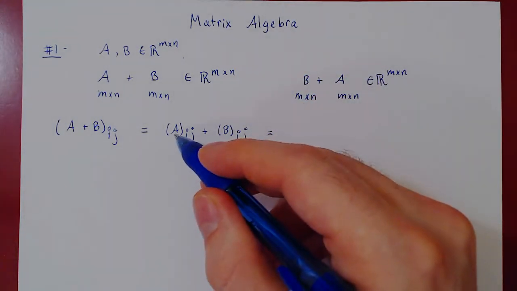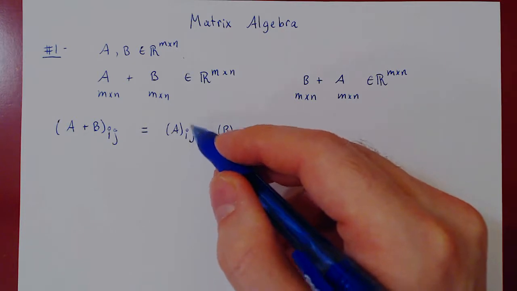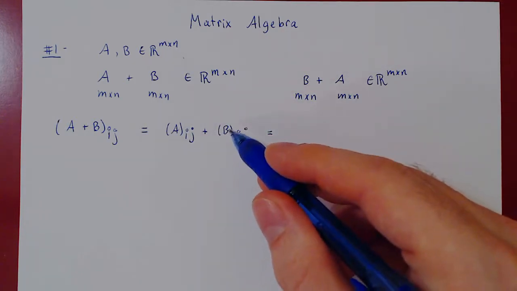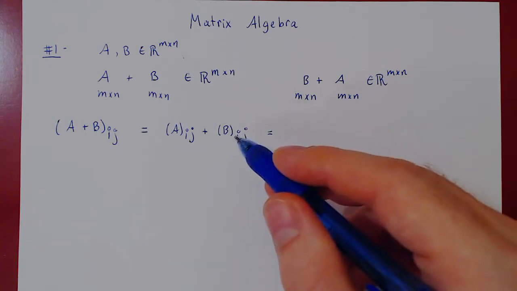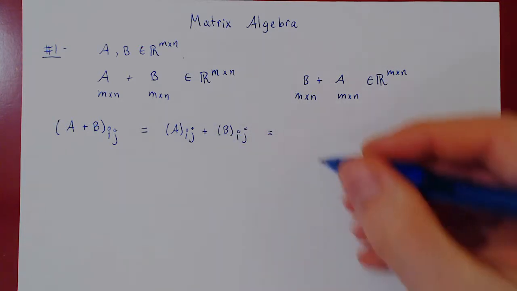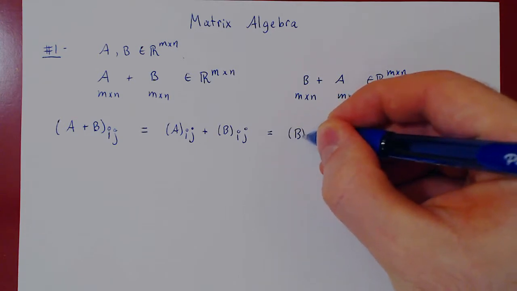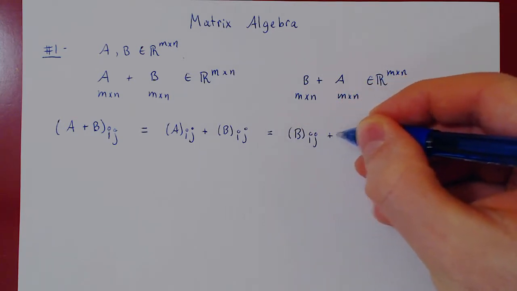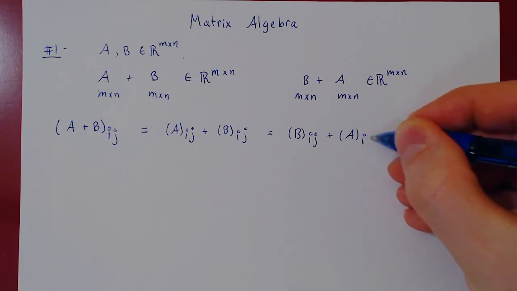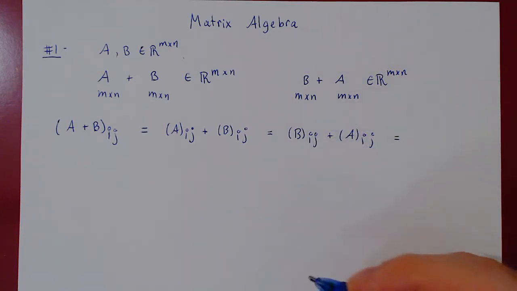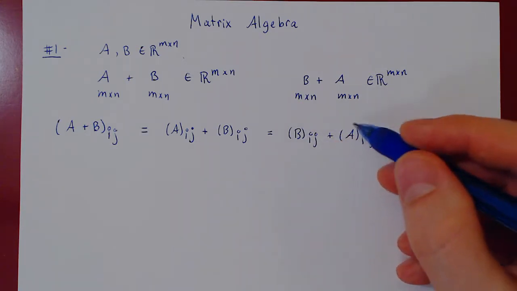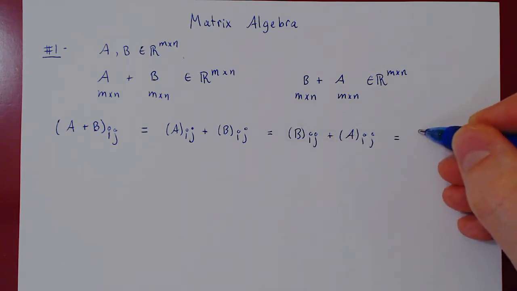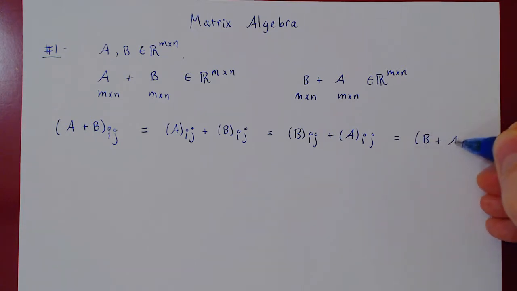But this is the entry of matrix A in row I, column J. This is a real number. This is the entry in matrix B in row I, column J. Those two are real numbers, and real numbers commute on their addition. And so we can reverse the sum. This is Bij plus Aij. Now we're simply done. If you add the entry in B in row I, column J to the entry in A in row I, column J, you have the entry of matrix B plus A in row I, column J.